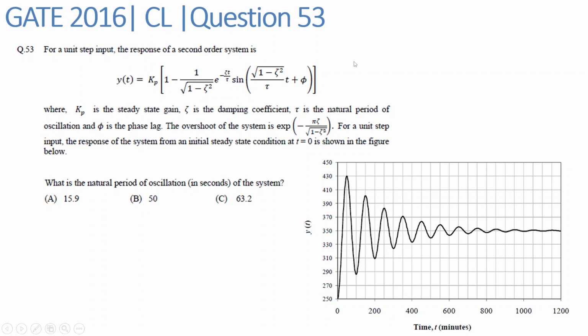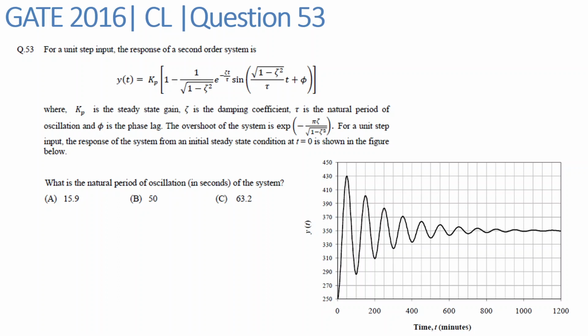Hello everyone, we are solving question number 53 of GATE 2016 Chemical Engineering paper, and the question is, for a step input, the response of second order system is given by the given equation, where Kp is the steady state gain, zeta the damping coefficient, tau is the natural period of oscillation, and phi is the phase lag. The overshoot of the system is exponential of minus of pi zeta upon under root of 1 minus zeta square.